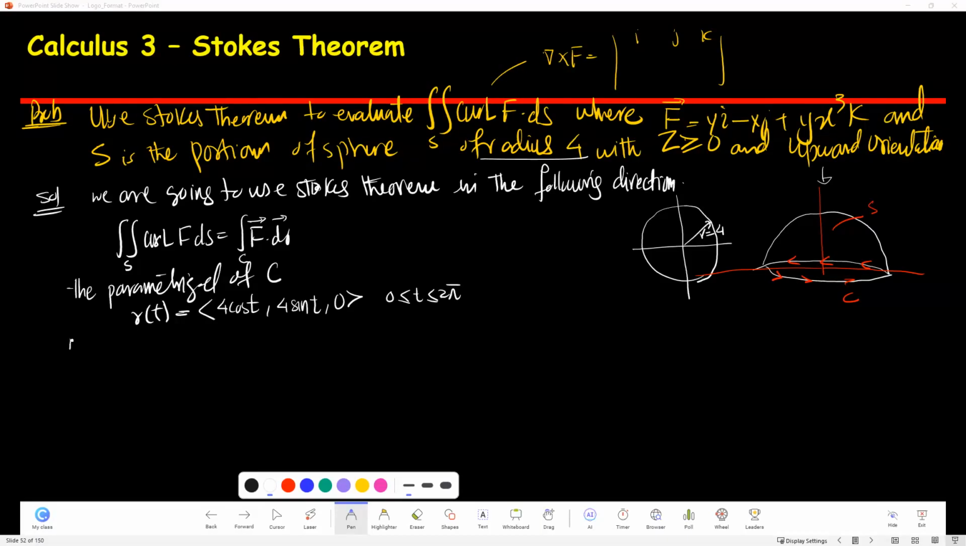I'm going to write here that the z component of the parameterization is 0 because the curve C lies on the xy plane.